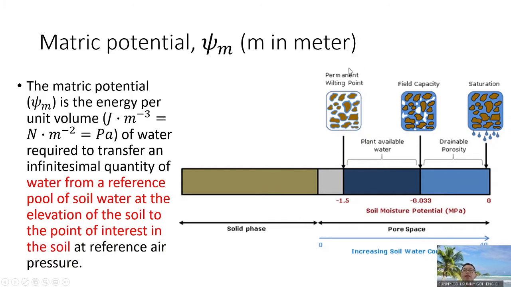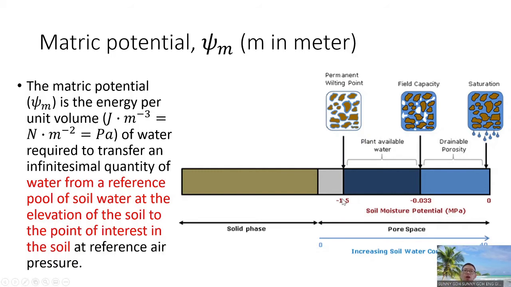Then the pressure continues to drop up to a stage where we reach the permanent wilting point. Permanent wilting point basically means that at this stage the leaves of the plant will start to wilt. In Bahasa Malaysia we would say that at this pressure, daun pokok, daun tumbuhan bermula menjadi layu. That's what they mean by wilting point. The pressure is 1.5 megapascal, or in kilopascal, 1500 kilopascal.